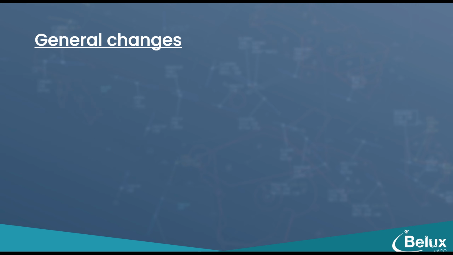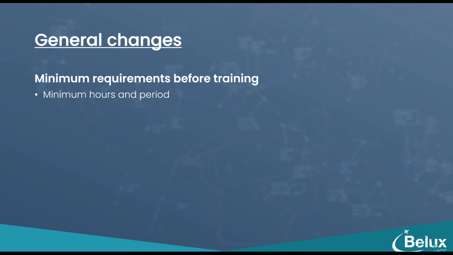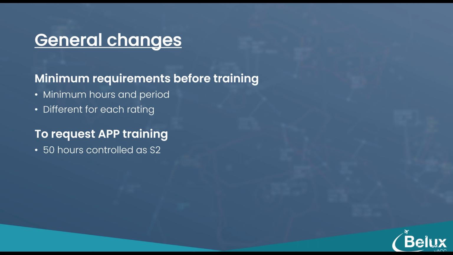Some other general changes for existing members: we will also be implementing minimum requirements before you can request your training. This is about minimum hours in the period before you actually request your training. These will be a bit different for each rating, but not that much. For example, if you want to request approach training, so that's S3 training, you will have to have at least 50 hours control as an S2, so not an S1, but an S2. And it has to be 3 months since your CPT.